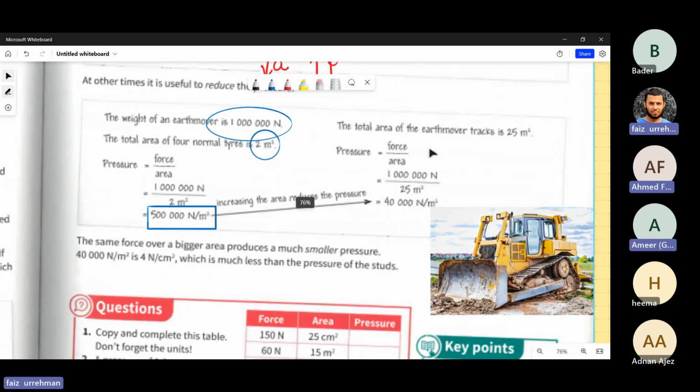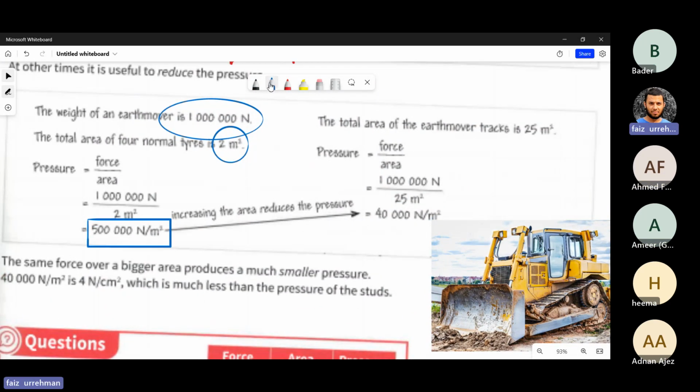Now look, the area of the tracks is how much? Too much, 25. So what is the overall pressure on the ground, on the tracks? This is 40,000, which is not a lot. The tracks can manage it. That's where the equipment can move. But if this equipment had tires, the tires would burst because of the pressure.